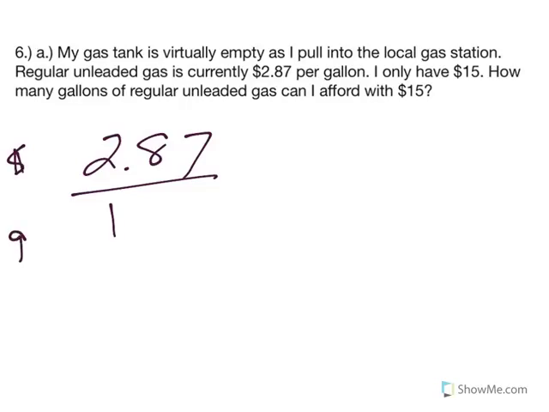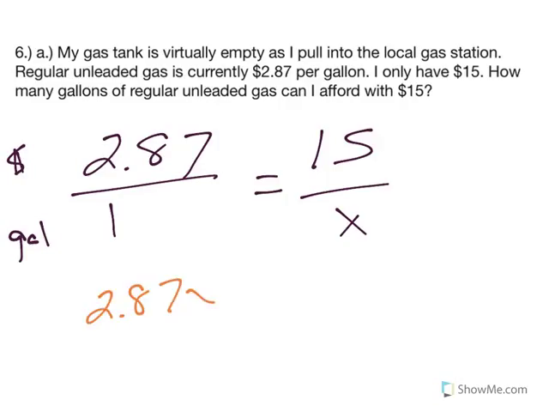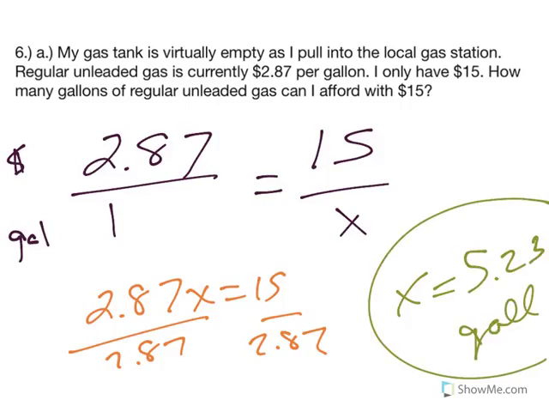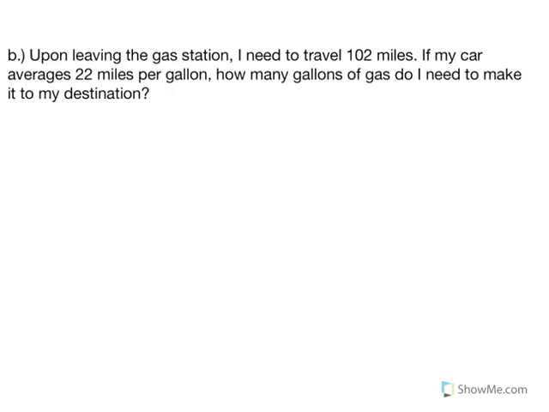So this is money, this is gallon. We know we have 15. How many gallons can we buy? Okay, so that would leave us with 2.87x equals 15, divide by 2.87, which is where I started, I apologize. And we could buy 5.23 gallons of gas, right, which is not too bad. 5.23 gallons. Now that leads us to part B.